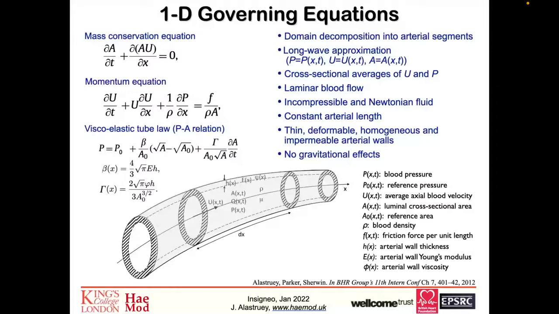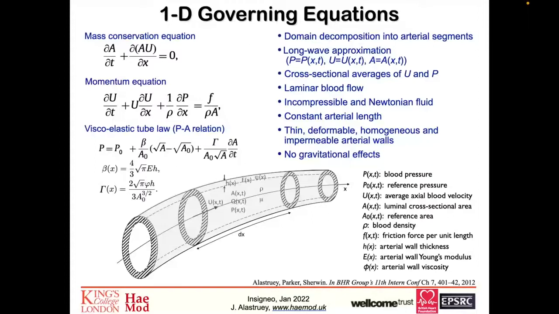Perfect. Okay. So now I'm going to focus on how to use 1D modeling to simulate blood flow and pulse wave signals. In the 1D formulation, we do a domain decomposition. So if we have the whole arterial network, we focus on one arterial segment at a time. And for that arterial segment, we describe blood flow, blood pressure, and cross-sectional area as a function of the axial direction along the arterial segment, and also the geometry of the segment and the material properties.